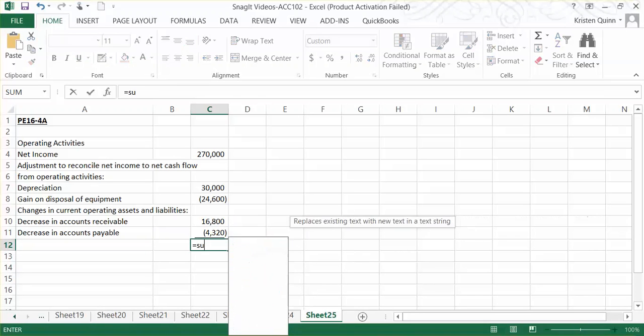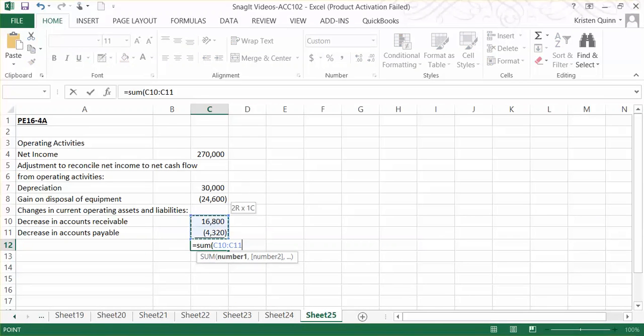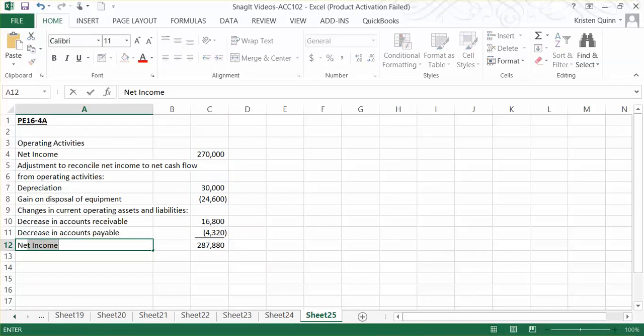We can now add together all of these adjustments. Don't forget to include net income to arrive at our net cash flow from operating activities.